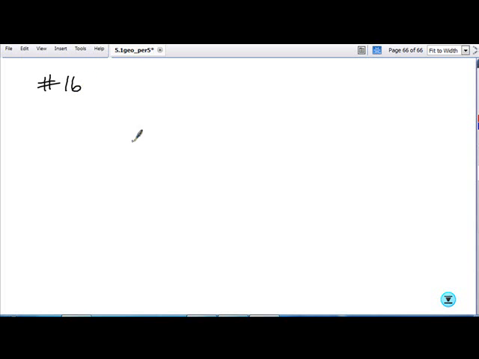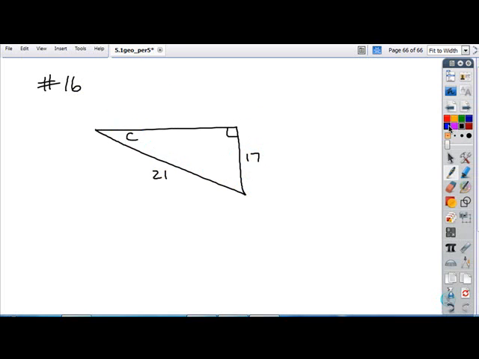All right, for 16, you have this triangle. It's a right triangle. You're looking for C, and the measures they give you are a hypotenuse of 21 and a leg that's opposite C of 17. Okay. Again, anytime you're dealing with right triangles, I'd strongly encourage you to think of SOHCAHTOA, the trig ratios.